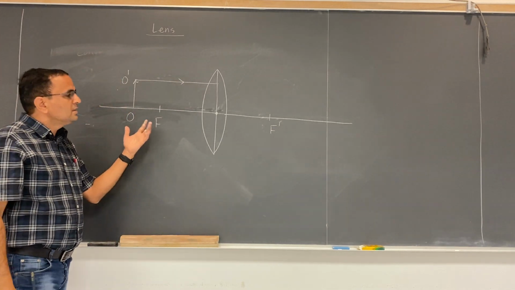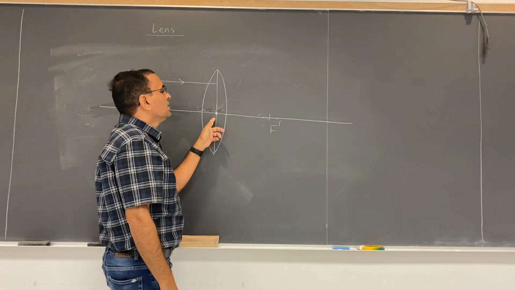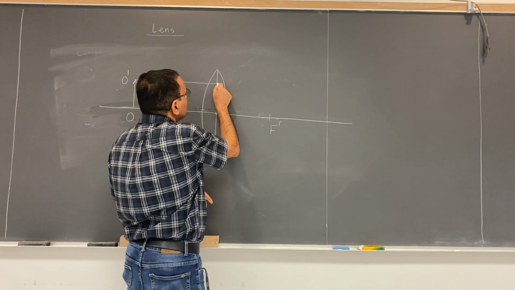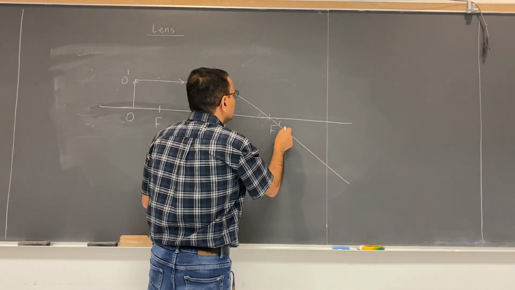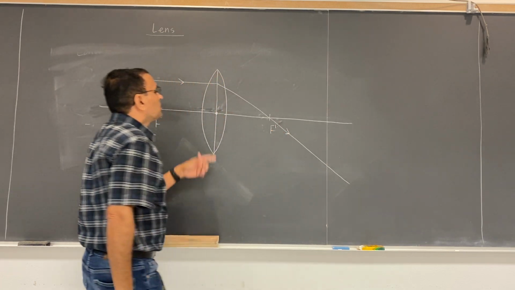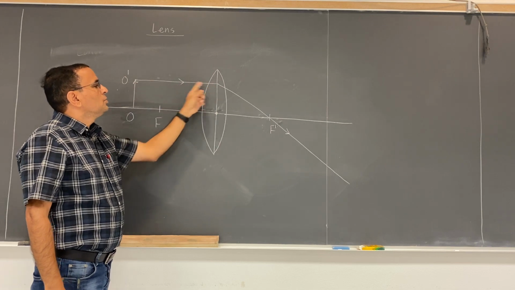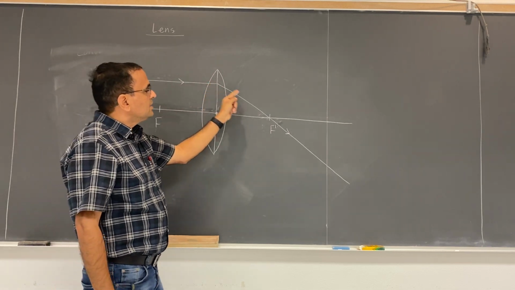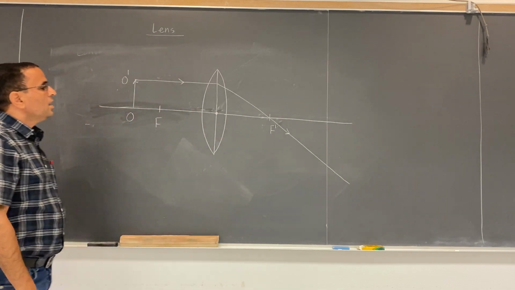The ray which is parallel to the principal axis, after passing through the lens, goes through the focal point. So that is one ray. How do you take another ray then?